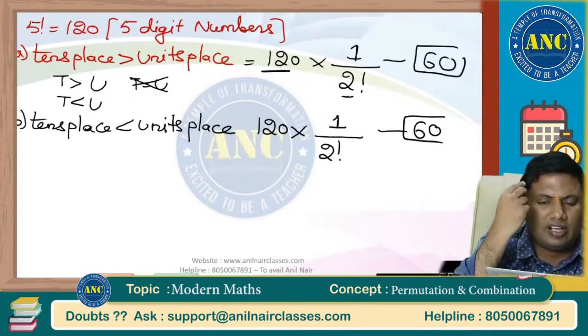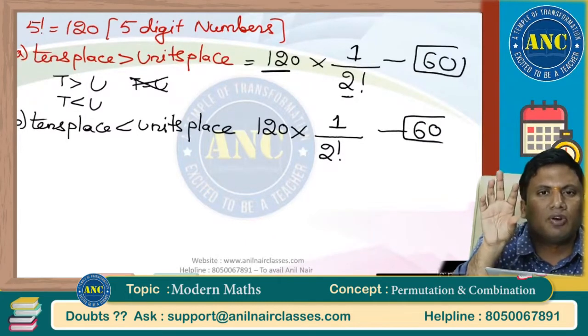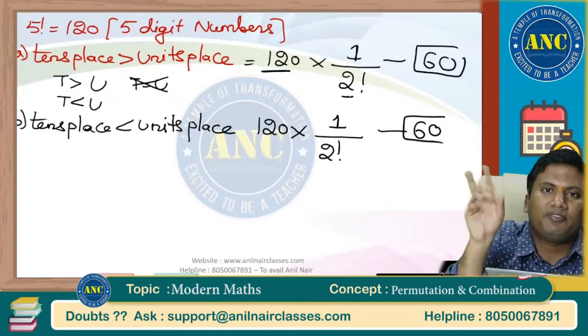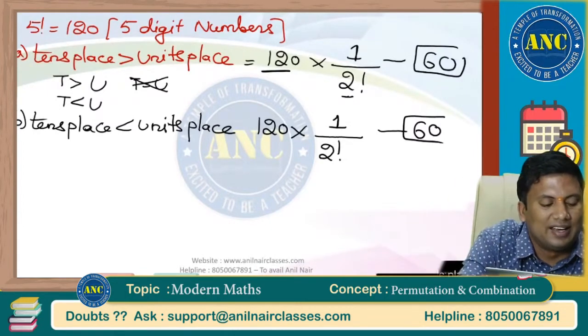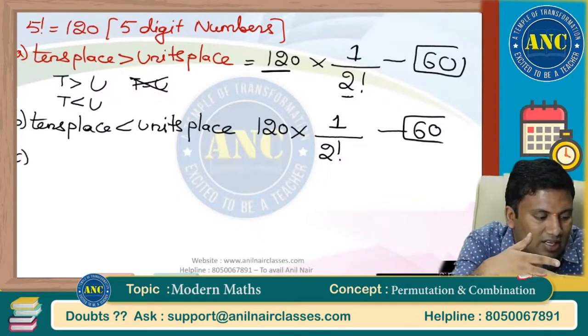Think logically. Suppose you got two digits 4 and 5. Let these 4 and 5 be assigned to the last two places. 4, 5, or 5, 4. Tens place less than units place, tens place greater than units place. I hope it is clear. Once you understand, it is very, very easy, sir.